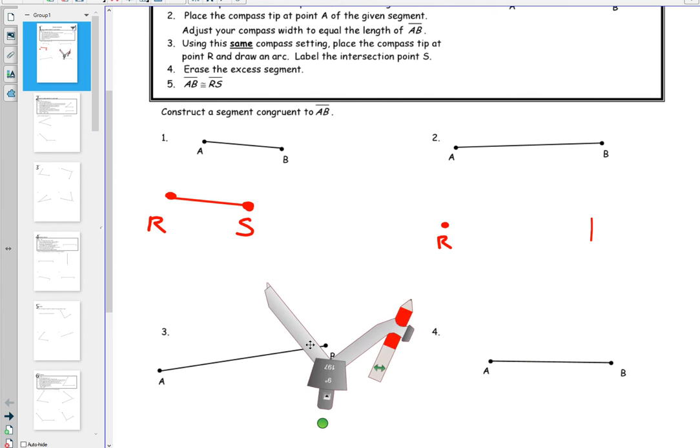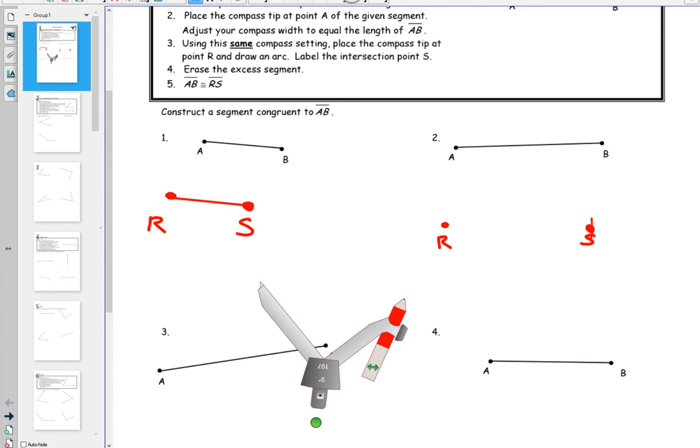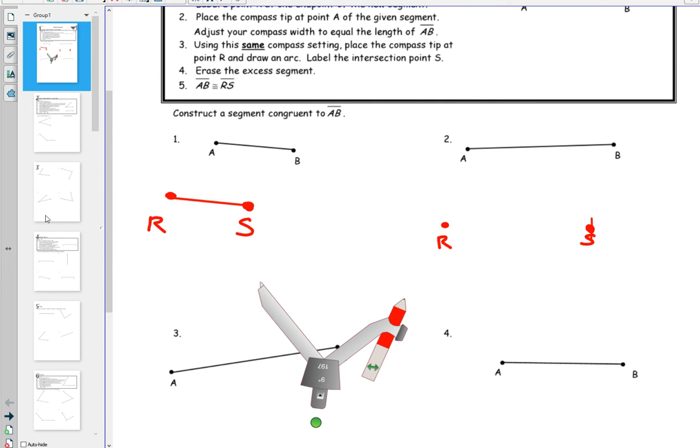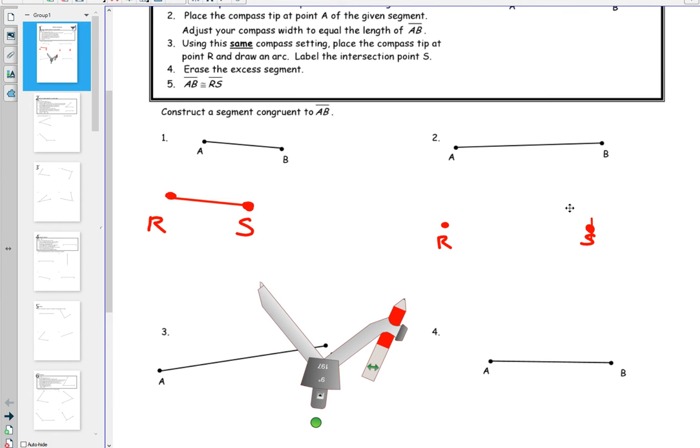So I drew a little arc, I pick any point on that little arc, and I'll call that point S. Then I can erase the rest of the little arc. Oh, I got the same thing, but I didn't even have to use this.